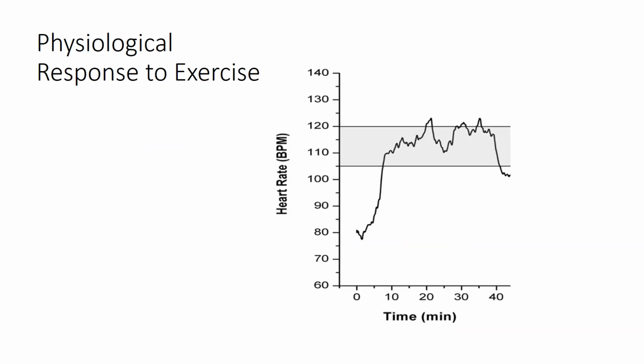Now, a normal physiological response to exercise from a heart rate perspective is displayed here in this figure. Here you see an individual who comes in with a resting heart rate in the upper 70s to low 80s. They do about a 5 to 10 minute warm up, get into their target heart rate range, which is outlined here in gray, sustain that target heart rate range for the 30 to 40 minute exercise duration, and then their heart rate starts to drop during the cool down period.